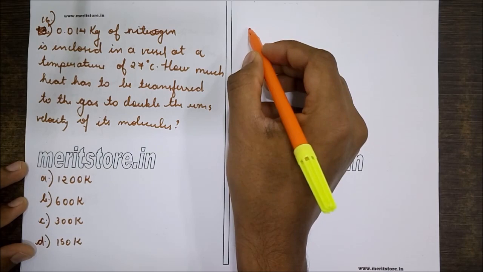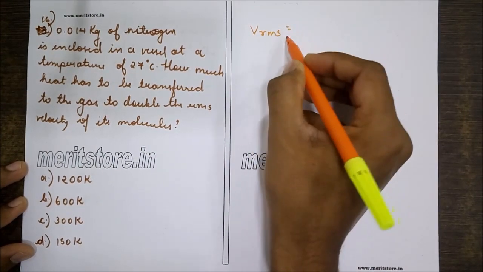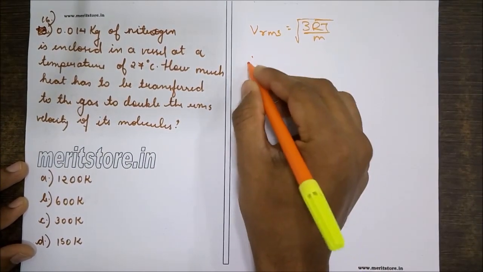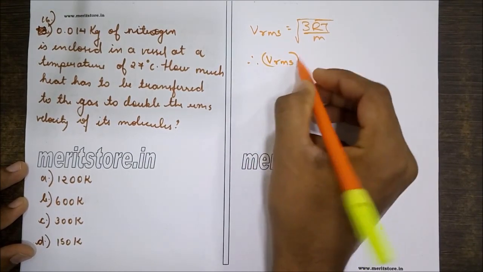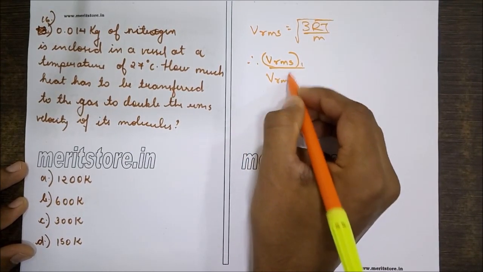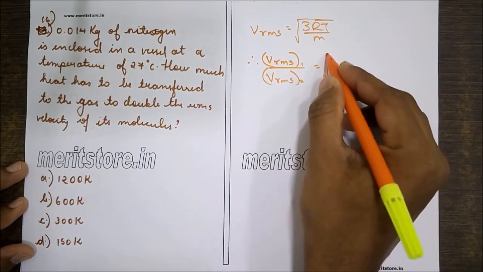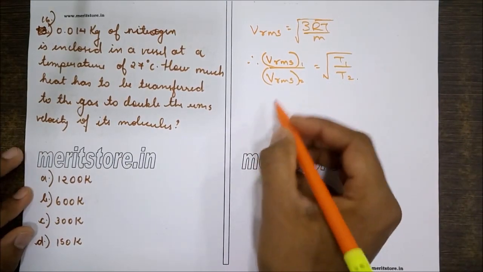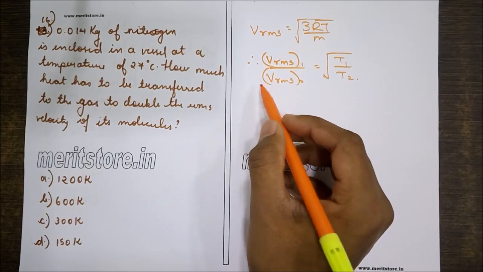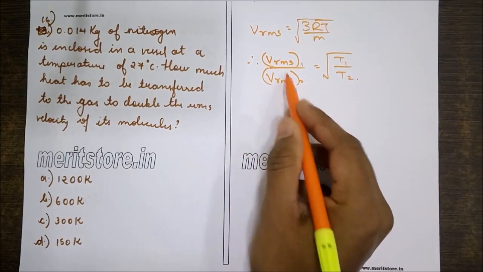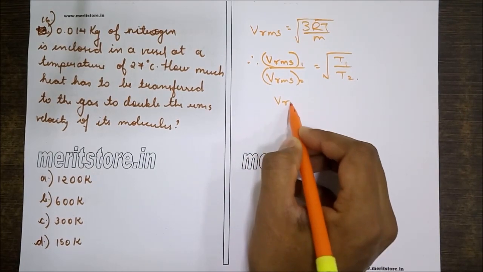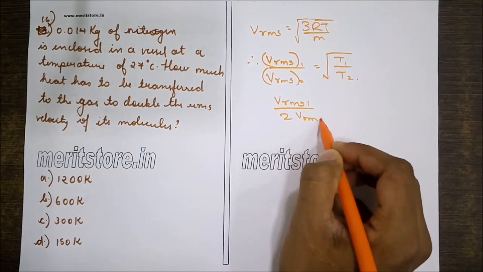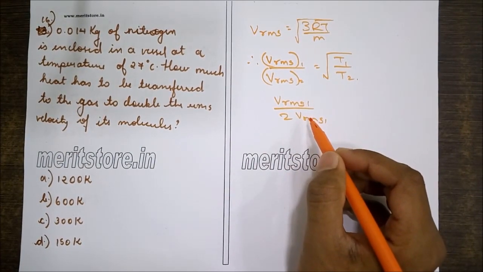Now the expression for Vrms is given as root of 3RT upon M. Therefore, Vrms for the first condition upon Vrms for the second state is equal to root of T1 upon T2, since R and M are constants. Now, as we know that in the second condition the RMS velocity is doubled, so Vrms for the second would be 2 times Vrms for the first.